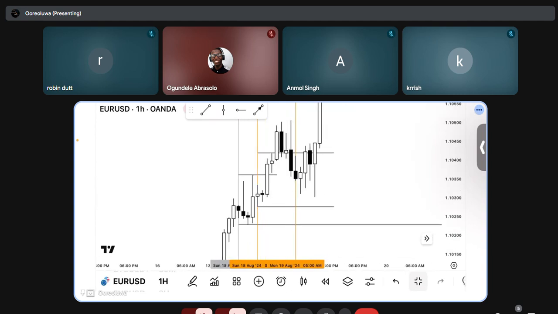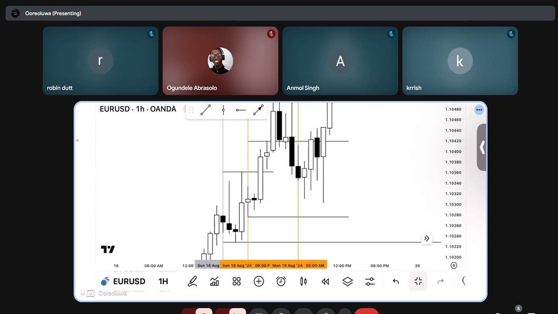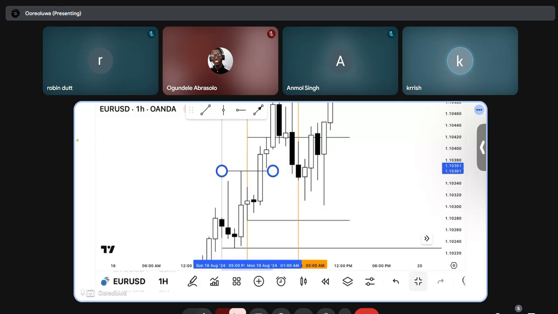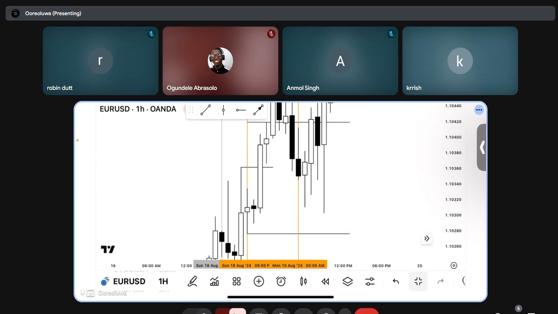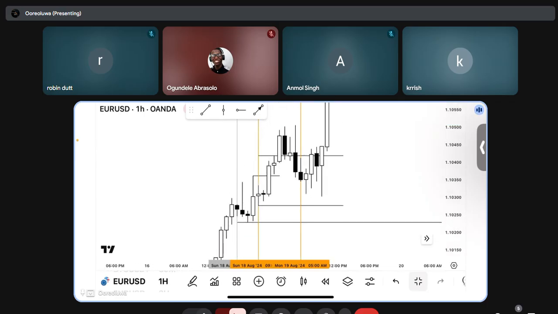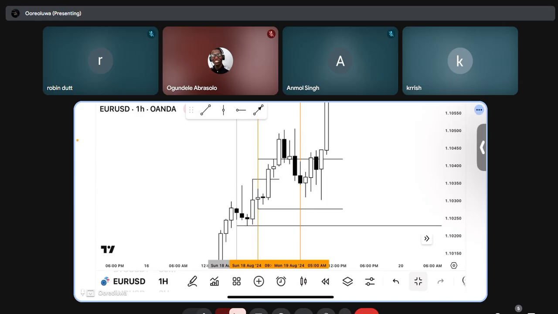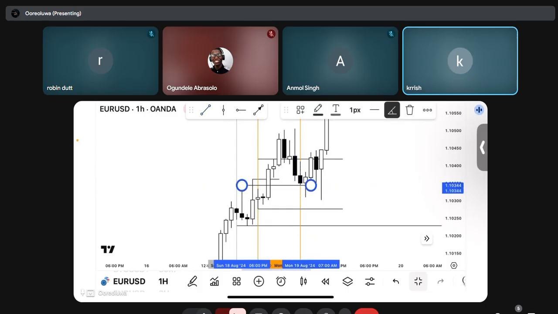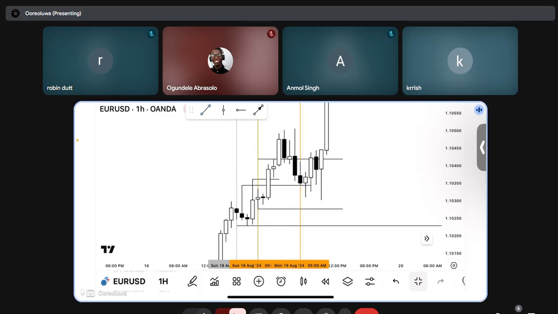Okay. Now look, there is a fair value gap and also an order block, right? Yeah. So there's a fair value gap, there's the order block, and this is actually the order block. This one. Okay. So do you mark order blocks from week to week? Yeah, mark week to week.